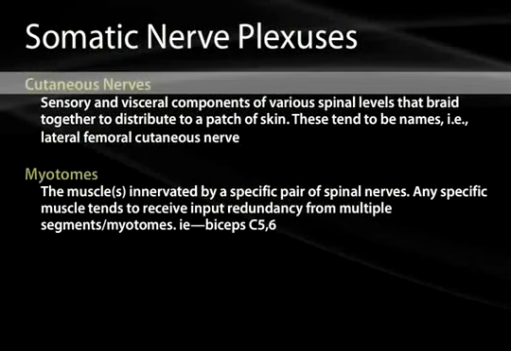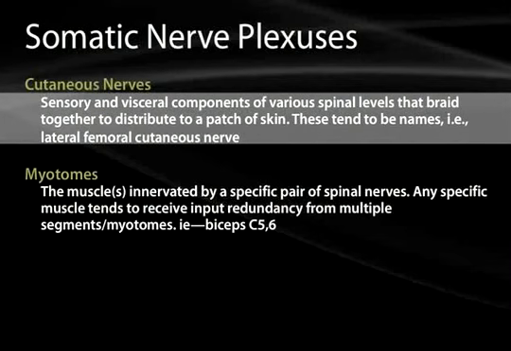A cutaneous nerve, on the other hand, are the axons from multiple dermatomal segments that will braid together in the plexuses to provide a patch. Let me repeat that. These are a patch of sensory supply. They're going to be sensory and visceral components. They are mixed. Various spinal levels that braid together to distribute to a patch of skin, and these all tend to be named, i.e. the lateral femoral cutaneous, the lateral antebrachial cutaneous. All of those tend to have names.